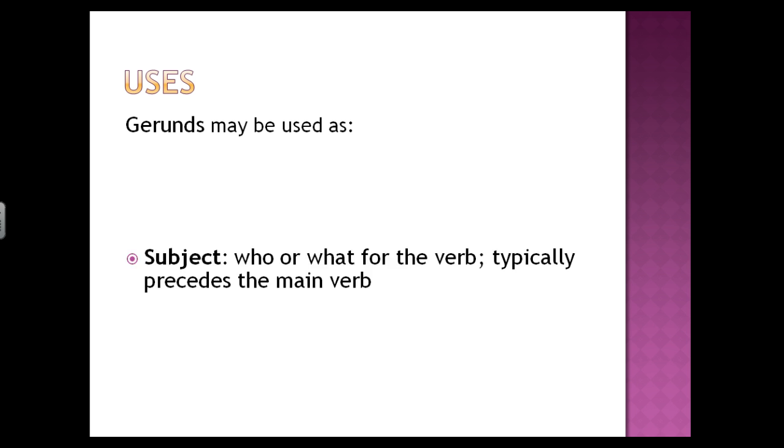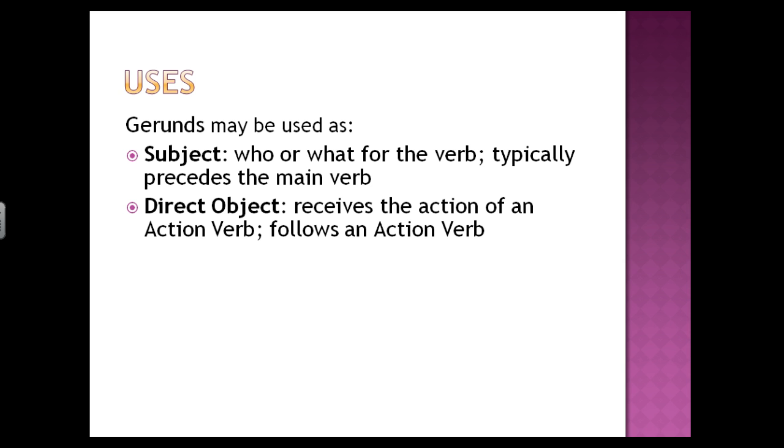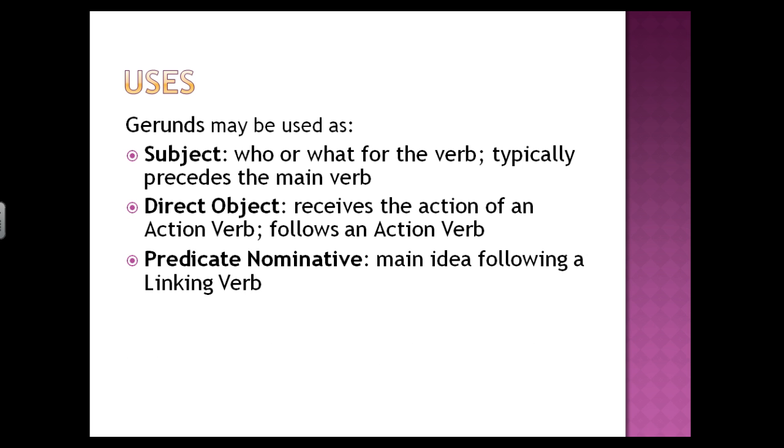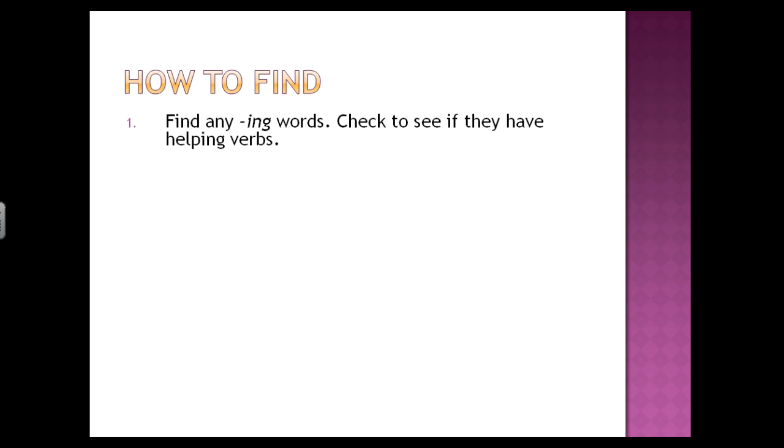So how do we use these? First, gerunds may be used as a subject. It's a who or what for the verb. Typically, it precedes the main verb. Gerunds may be used as a direct object, receiving the action of an action verb, typically following that action verb. Gerunds may be used as a predicate nominative or predicate noun and be the main idea following a linking verb. Gerunds may also be the object of a preposition following such prepositions. That last slide should look familiar because it's for the 5 ways a noun can be used in a sentence.